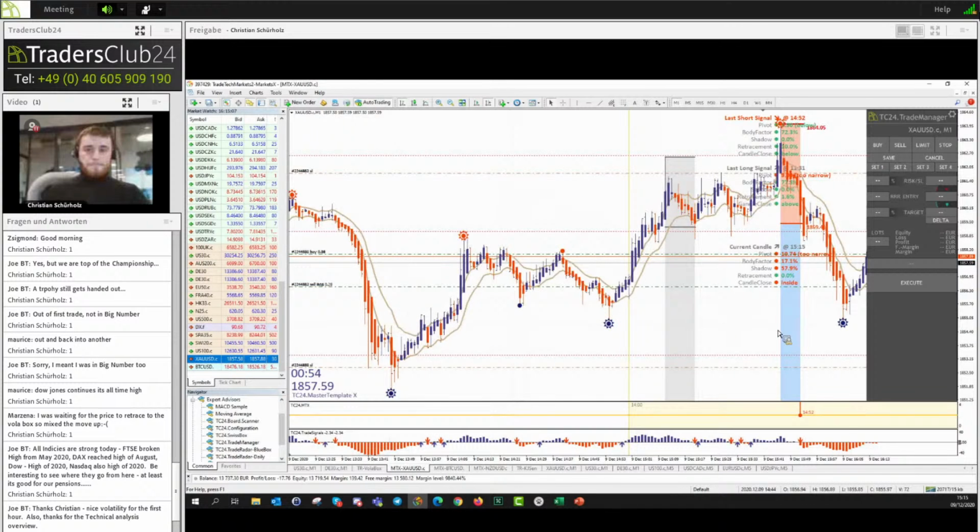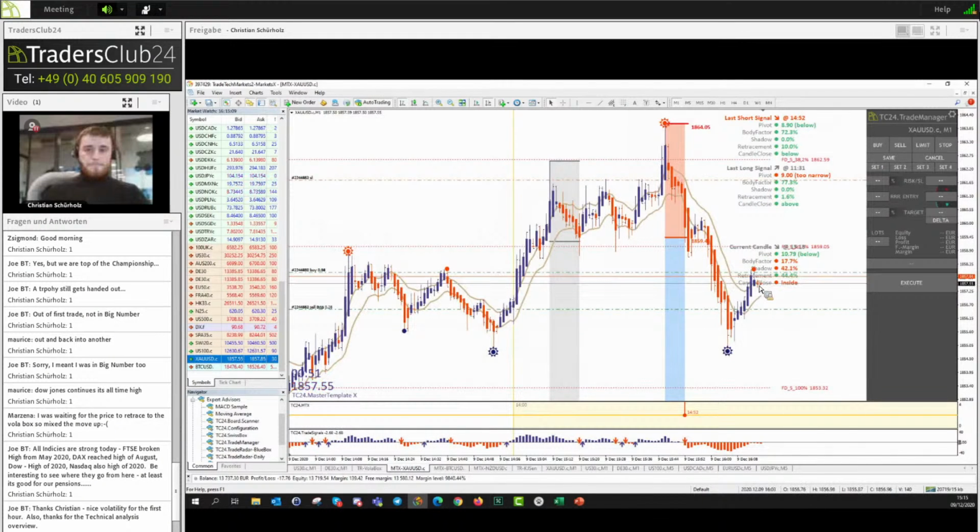Take a look at the MTX on gold. So we had our blue sun here. Here was our signal candle. This could have also been a signal candle, but it wasn't that great.